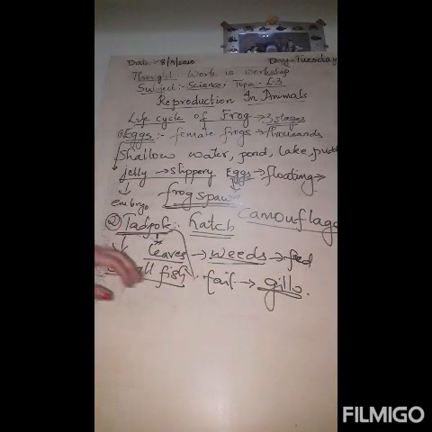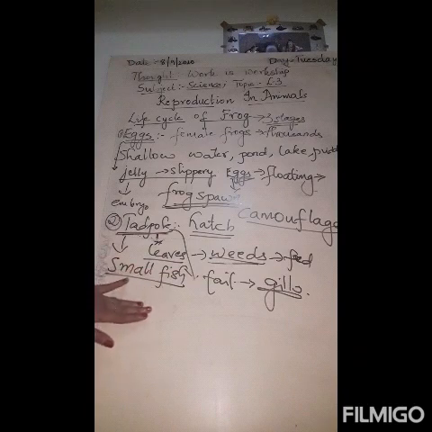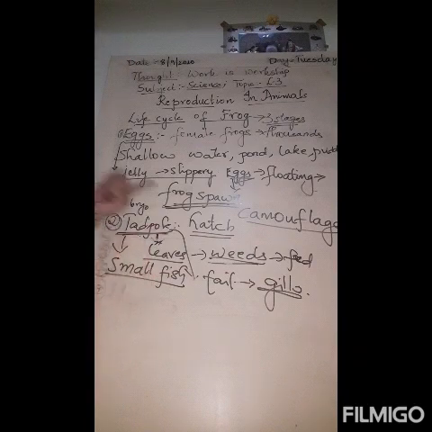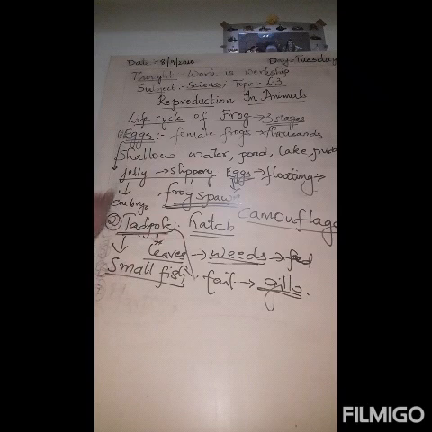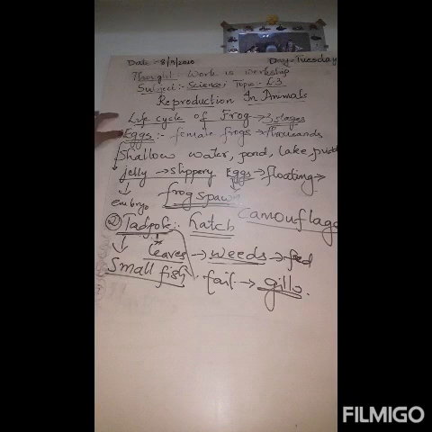Next, these tadpoles will undergo changes before they look like frogs. Just as the caterpillar undergoes changes to become a butterfly, in the same way the tadpoles undergo changes to become a frog. We already learned metamorphosis. So what is metamorphosis? We learned it in the life cycle of a butterfly. So here also the metamorphosis stage takes place.